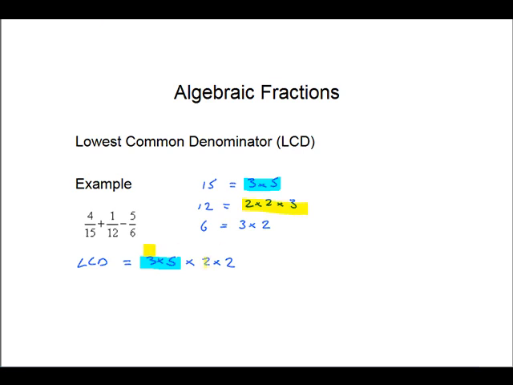Here we are, there's 12. And 6 is 3 times 2. Look, we've already got a 3 and we've already got a 2, so we don't need to write anything down. We can just leave it as that, because 6 goes into it already. So the lowest common denominator in this case would be 60.